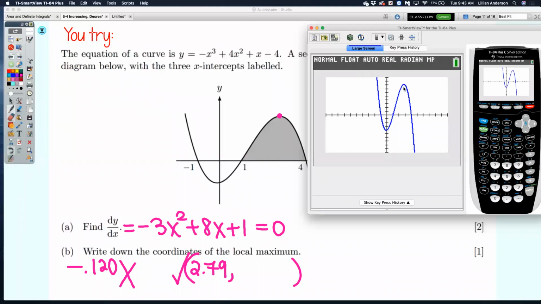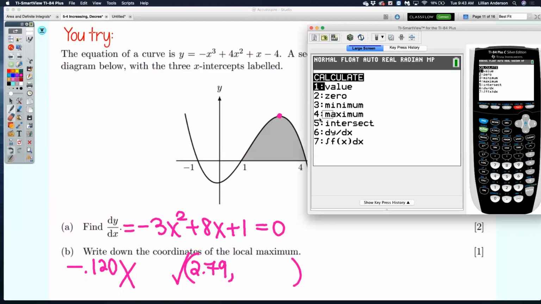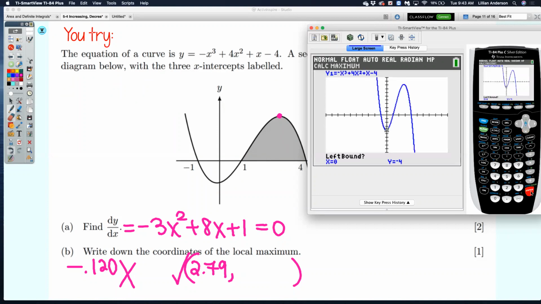So how do I find that maximum point? I go back to second trace, and I go to option 4, which says maximum. I go to the left side of the maximum for left bound, any point that's on the left side. And then it says right bound, I go to any point that's on the right side of the maximum. And I click enter. And I let the calculator do the work for me on guess. And there it is. There's that x value that we came up with when we did it using derivatives. And there's the corresponding y value. So that would be 8.21.